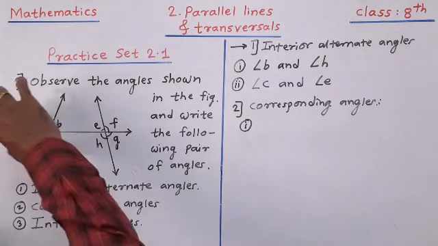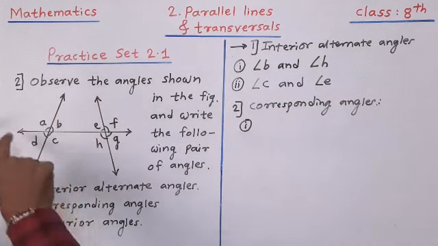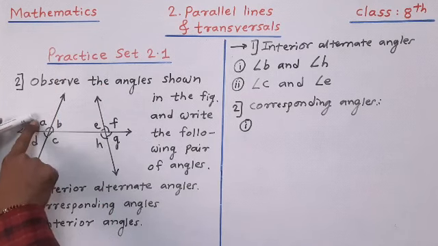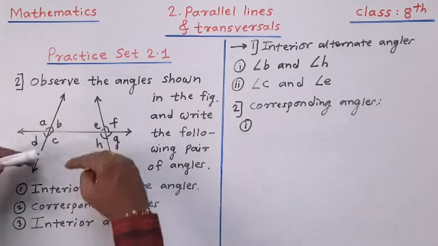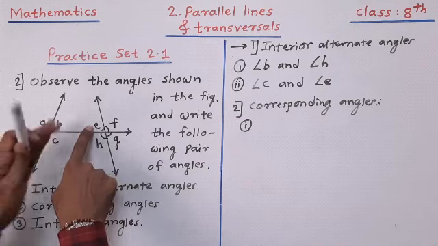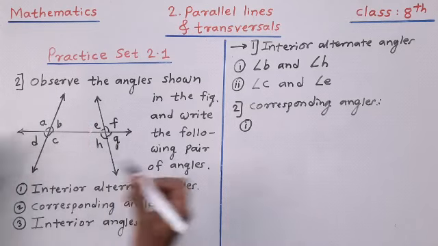Now, you have to look like this on the transversal. These are 2 lines and this is the transversal. So if we take angle A, its corresponding angle will be here. Means on the same side of transversal, angle A is above the line, so angle E is also above the line. So angle A and angle E.